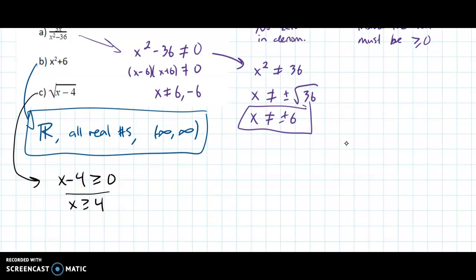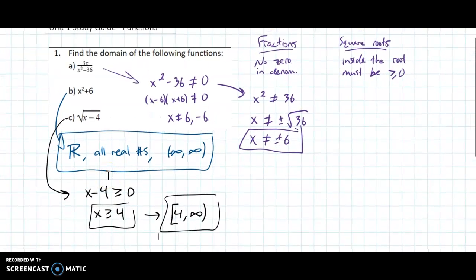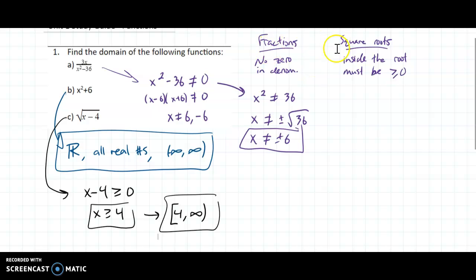You could leave it like this, or if you want to turn it to interval notation, you could write 4, comma, infinity, because infinity is bigger than the 4. We put a parenthesis on it anytime we have an infinity, and because we have the greater than or equal to sign here, put a bracket. If it was just a greater than sign, we would put a parenthesis. So either of these are okay. So hopefully you feel good with these rules and applying them to these situations.